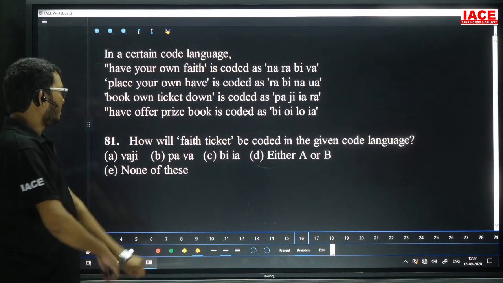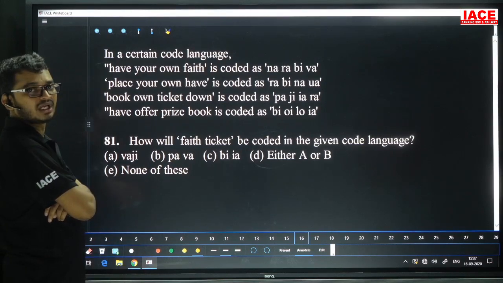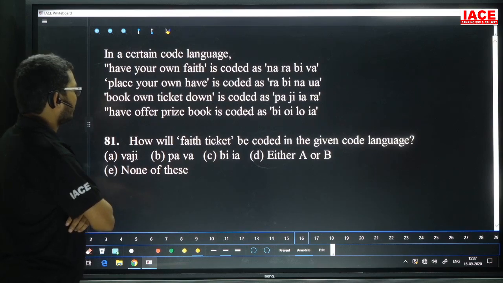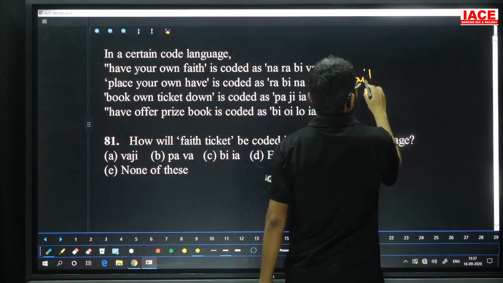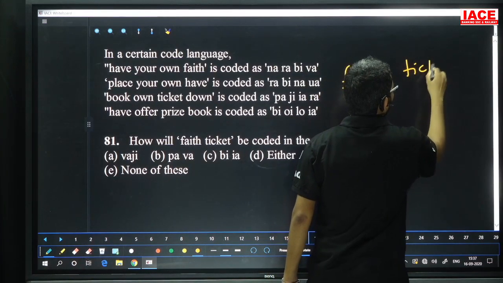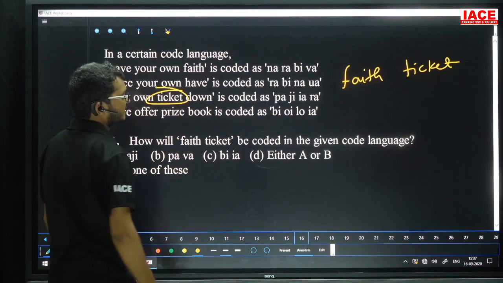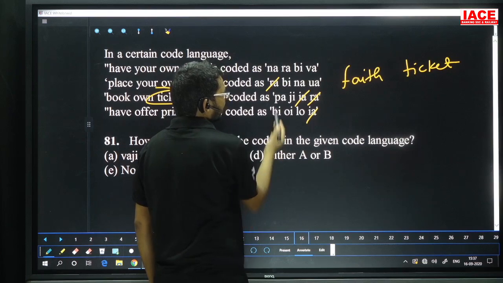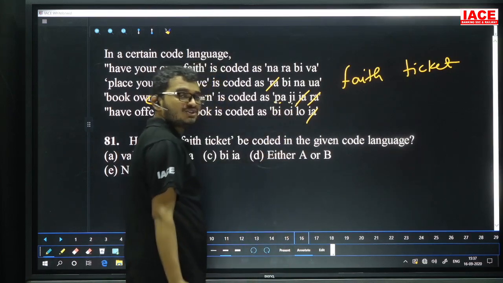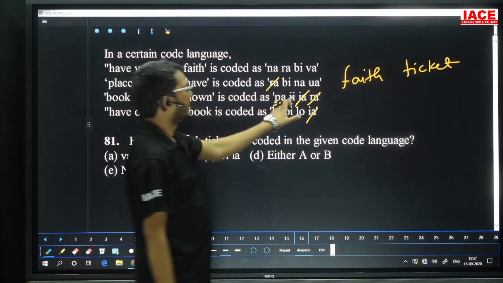Question number 81. How will faith ticket be coded in the given code language? First check the code for faith and ticket. Friends, here faith and ticket. For ticket the code is already completed. Here the only information is ticket, then only code. Now IA eliminate, RA eliminate. That means there is a chance to get PA or JI. So what is the code for ticket? PA or JI.